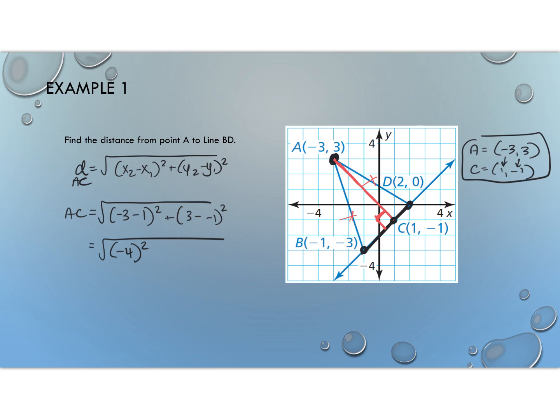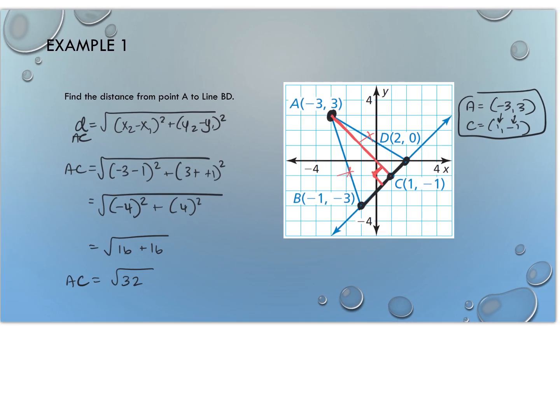Negative 2 squared. Here, minus a negative is the same as plus a positive, so I have 4 squared. Negative 4 squared is 16. Positive 4 squared is 16. So this is the square root of 32. So I know the length of AC is the square root of 32.